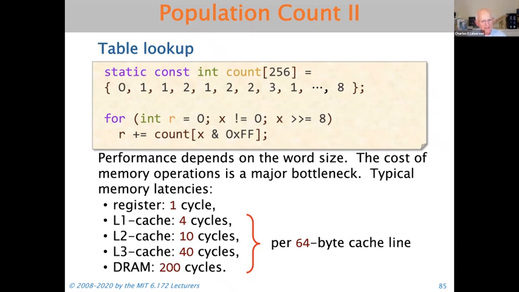So the bigger you make your table, the less likely it's going to end up in your L1 cache, which typically has like 32K bytes in the data cache. So you can't make this go arbitrarily large.